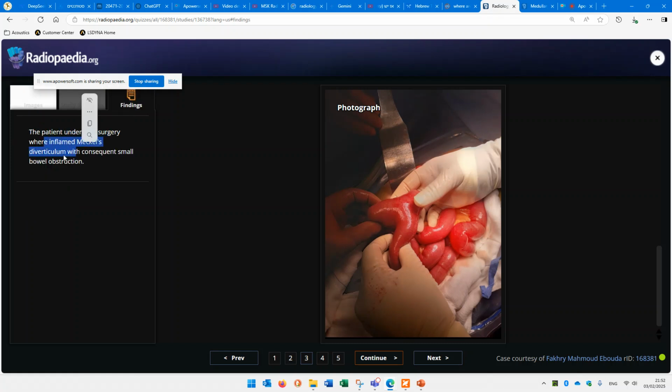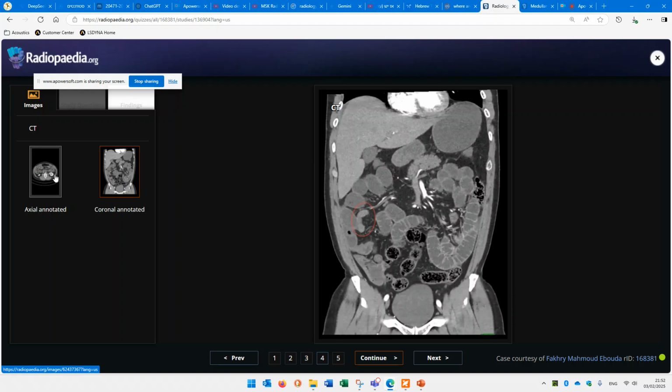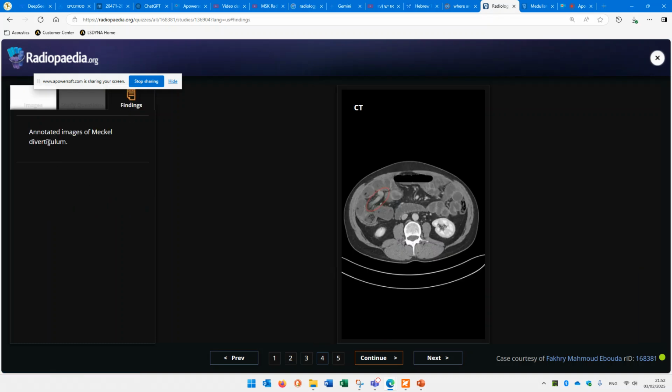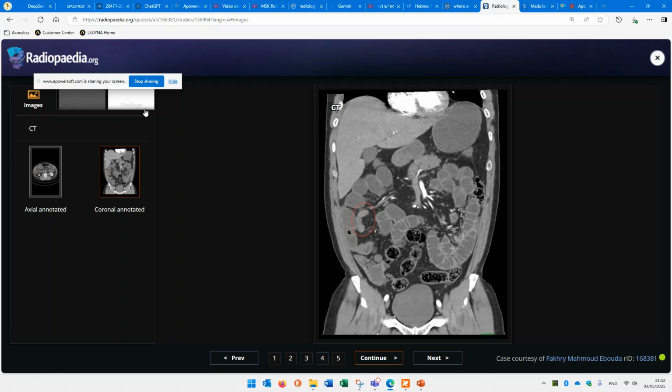The patient underwent surgery with inflamed diverticulum with consequent small bowel obstruction. This was the diverticulum, not the appendix. Oh my god. Oh, maybe it's not a diverticulum, so what is it? Yes, the diverticulum. Oh my god. Nice one.